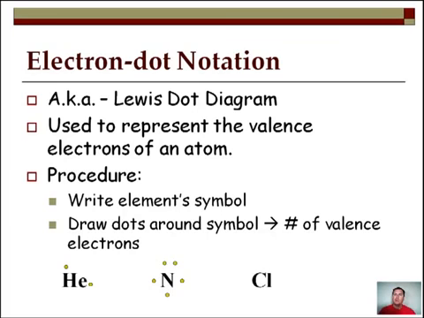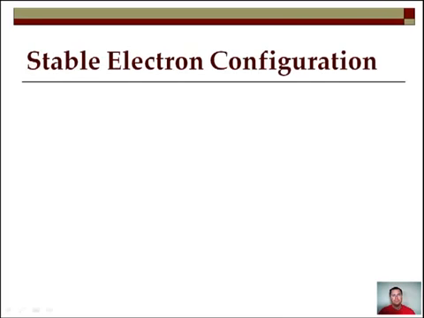How about chlorine? Chlorine is in group 7A, so it should have how many valence electrons? You're right, 7. So let's put them in. 1, 2, 3, 4, 5, 6, 7. So real simple there. Not rocket scientists. You guys can all do this.